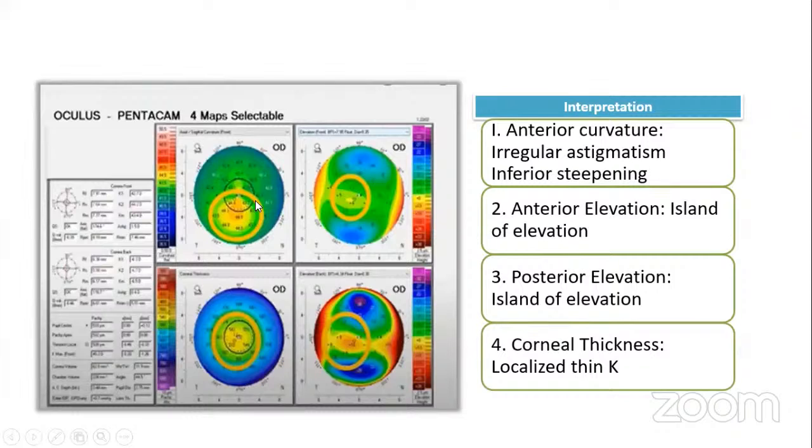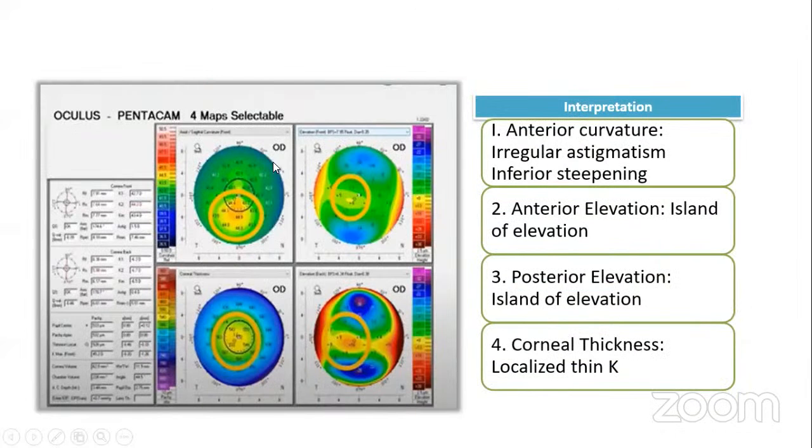So in the anterior curvature, as I said, we see inferior steepening, which is characteristic of keratoconus when there is an inferior cone. And in the anterior elevation map, we see an island of elevated points. Similarly, in the posterior elevation map also, we see an island of elevation points, which will be mostly corresponding to where the steepening happened. And similarly in the thickness map, we do see a corresponding decrease in the corneal thickness, which corresponds to the point where the steepening happened.